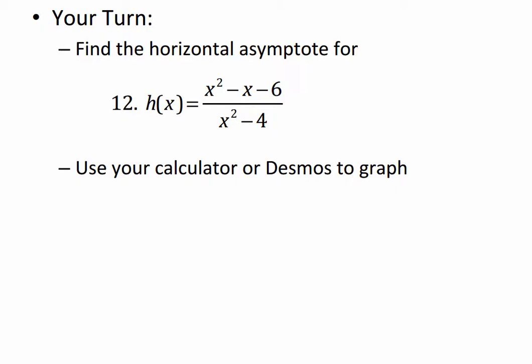Okay, now we looked at this one earlier to use it to define the idea of what a hole was. But here they're asking us to find the horizontal asymptote. And again, you do that in the unreduced rational. You don't reduce it first.